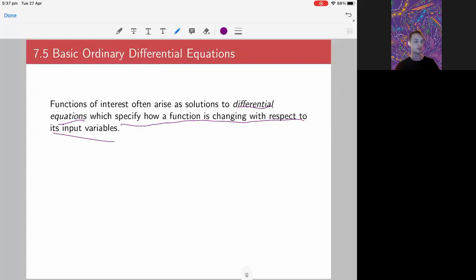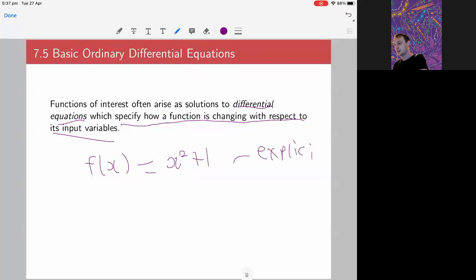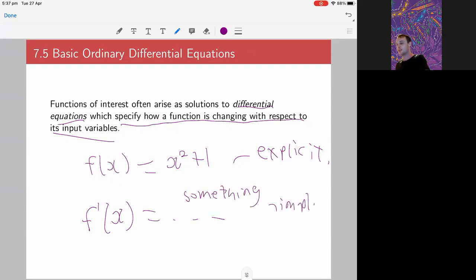So what that means is that you don't have something like f of x equals x squared plus 1. This is a very explicit way of describing a function. Instead, you might describe the function more implicitly by specifying what its derivatives look like. You might specify something like f prime of x equals something, and this could be a very implicit way of describing the function.